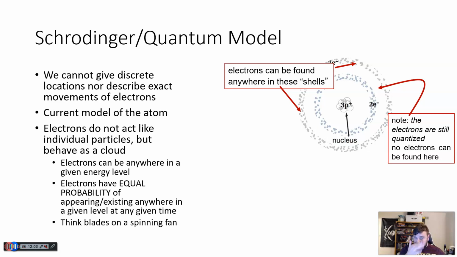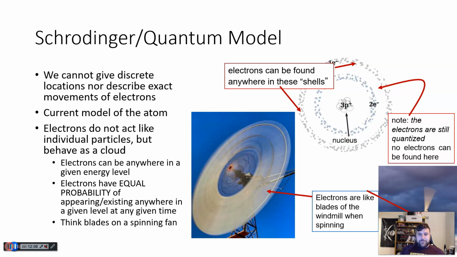And the example that I like to use to talk about this is, think of the blades on a spinning fan. That blurring effect that we get from the spinning of the fan, that is kind of how the electrons act. We know that the blades of the fan are in there somewhere. But if a fan is spinning that fast, we don't know exactly where they are. Just that they're somewhere in that blurred area. We know they're somewhere in that given area at some time.